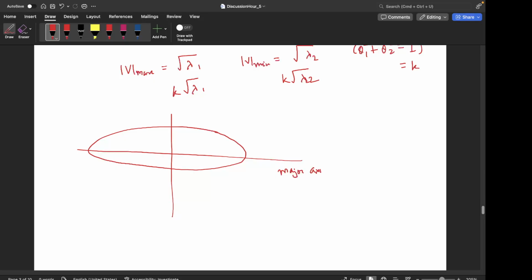And what this specifies is an ellipse, right, which has two axes. This is the major axis, this is the minor axis. So this is proportional to root lambda 1, this is proportional to root lambda 2, right? So what happens is that if this is the end effector, then it can move in this direction most easily and in this direction with least ease. So it can move with maximum velocity along the major axis of the ellipse, and with the minimum velocity along the minor axis of the ellipse.